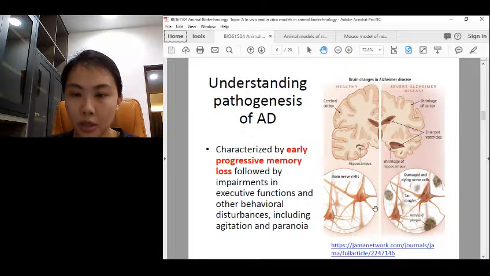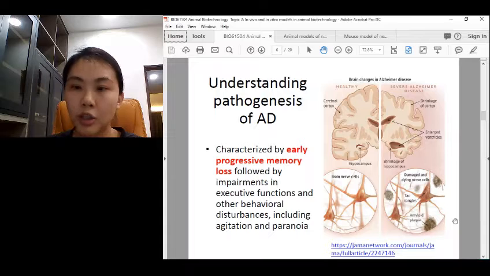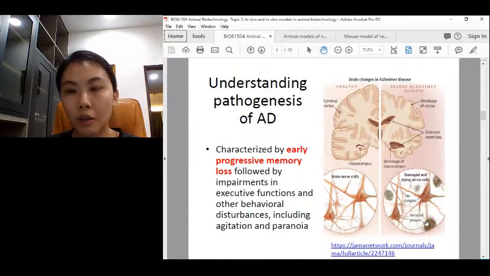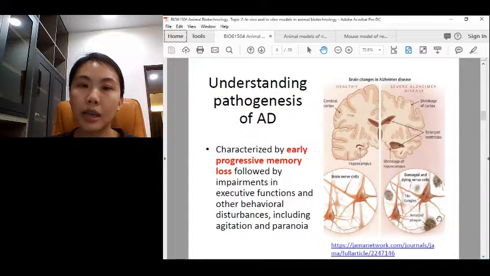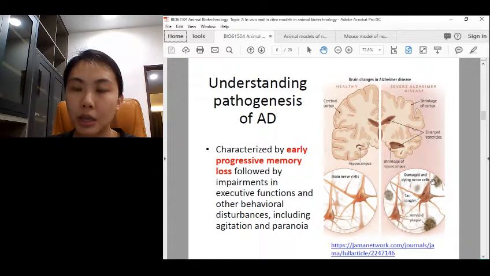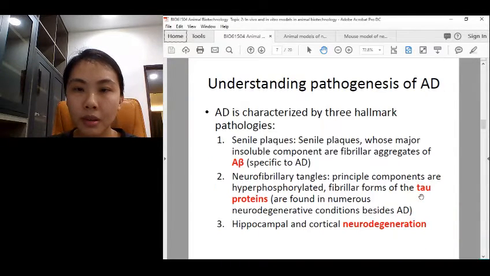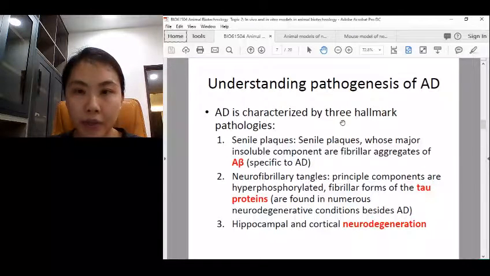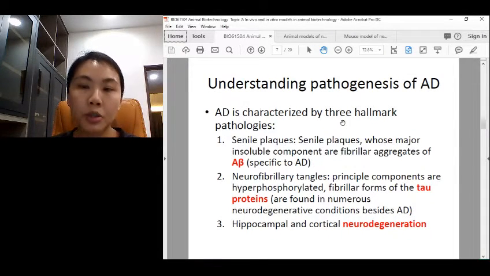So if you go in depth into the pathology, you can see that there is accumulation of amyloid plaques and also tau tangles. These two features are the main symptoms of Alzheimer's disease, which results in damage and dying nerve cells. So Alzheimer's disease is characterized by three hallmark pathologies. The first one would be the amyloid plaques. We also call it the senile plaques, whose major insoluble components are the fibrillar aggregates of amyloid beta. This pathology is very specific to Alzheimer's disease.